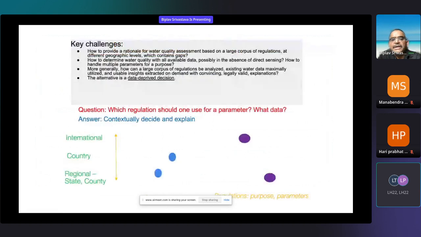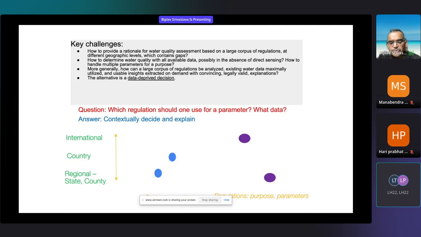Okay. And just to give you an appreciation of the complexity of solving this problem, regulations can be at the international level, country level, or regional level. There can be something specified at the international level, but not at your country level or your state level. But with this kind of information, we can actually benefit from regulations at any other place.